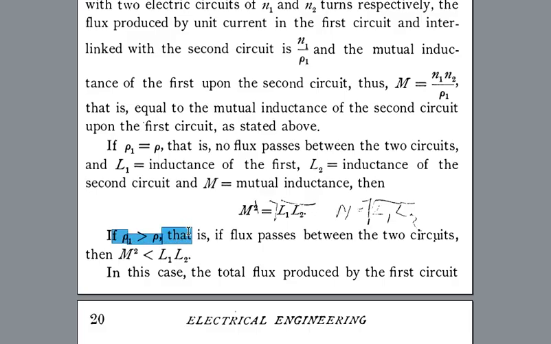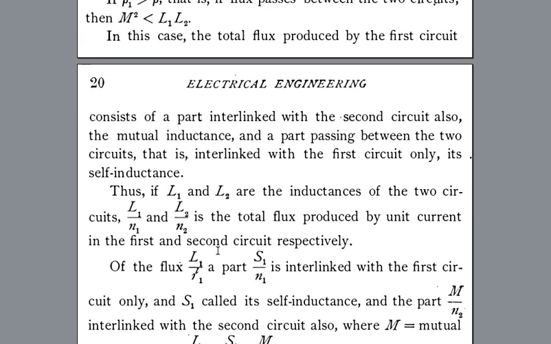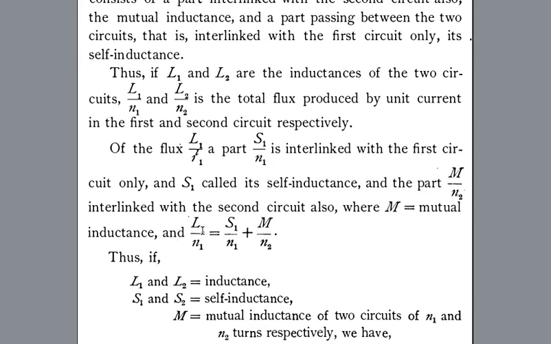If ρ1 is greater than ρ, that is, no flux passes between the two circuits, then M squared is less than L1 L2. If ρ1 is less than ρ, that is, flux passes between the two circuits, then M squared is greater than L1 L2. Thus, if L1 and L2 are the inductances of the two circuits, L1 over N1 and L2 over N2 is the total flux produced by unit current in the first and second circuit respectively.